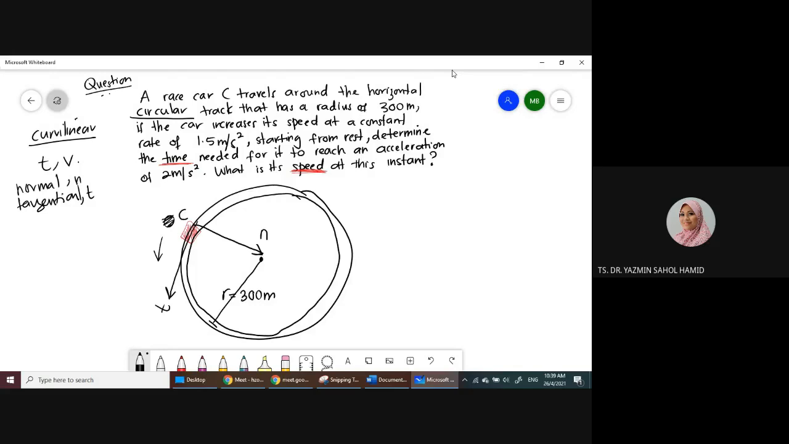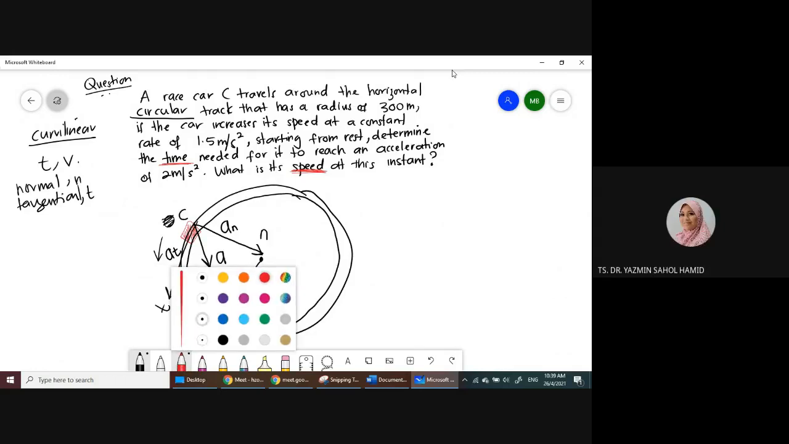And then we can draw the AT. So this will be AT. This will be AN. And our acceleration will be here. Understand? So these are the components that you need to draw. What is important is you need to be able to draw the normal and the tangential coordinate. You need to be able to draw the direction. Okay?